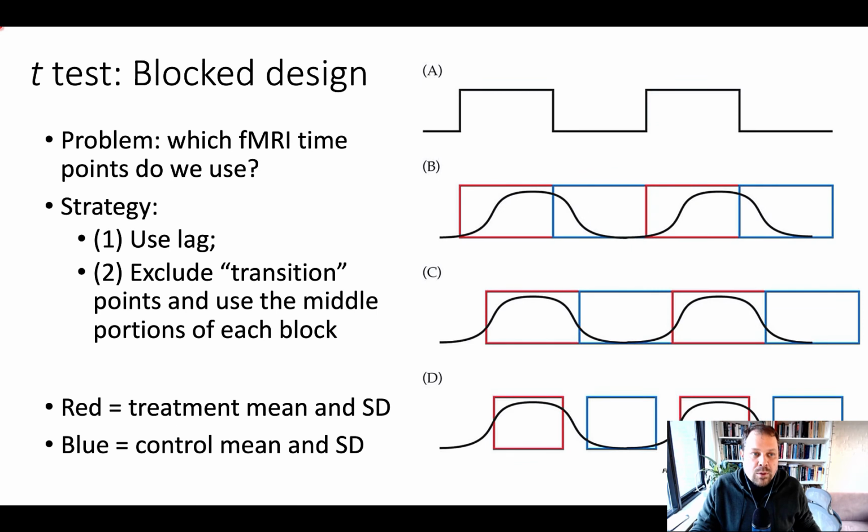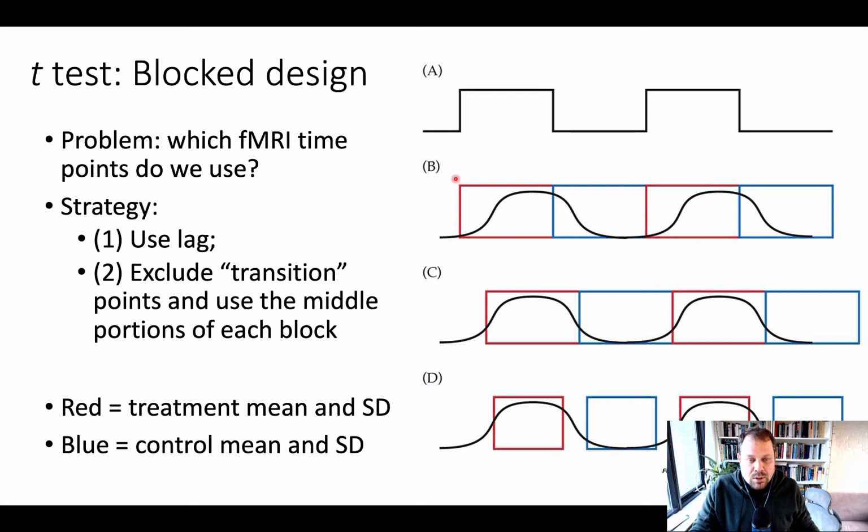So one problem when it comes to t-tests and block designs is which time points to use. We know when a condition started and when a condition ended. So let's say these are task conditions and these are non-task conditions. We need to decide which time points we want to analyze. So where do we get the signal from, and where do we get the variability from? One strategy is to use a lag.